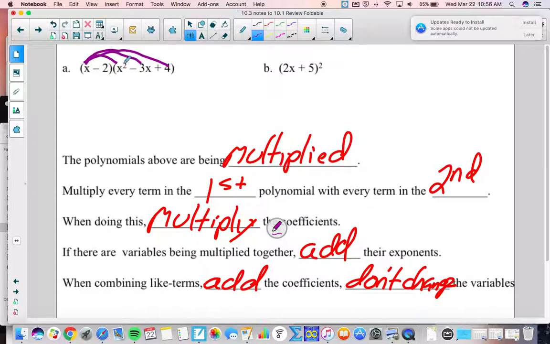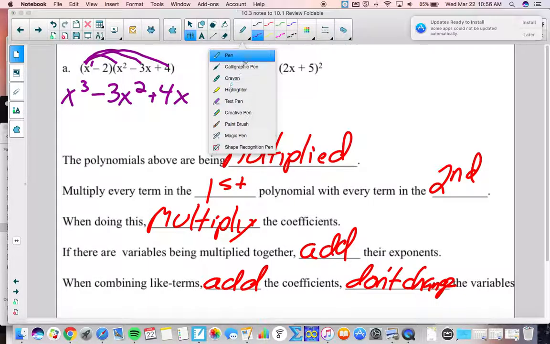So x times x squared. When I'm multiplying variables together, I add their exponents. That's an x to the 1. So that becomes x to the 3rd because 1 plus 2, those exponents add to 3. X times negative 3x is negative 3x squared. X times 4 is 4x. Now, I'm done distributing that x to everything in the other polynomial.